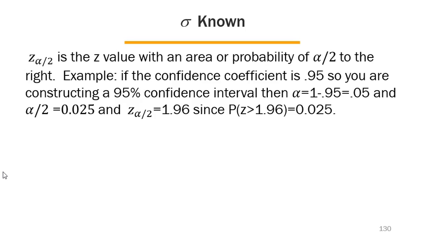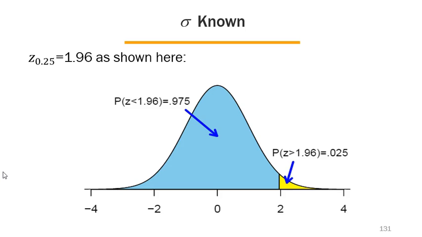So example, if the confidence coefficient is 0.95, so you're constructing a 95% confidence interval, then alpha, that significance level, is 1 minus 0.95 or 0.05, and alpha over 2 is 0.025. And so then the z-value for that is 1.96. And here's a graph illustrating that yellow shaded area to the right is an area of 0.025, and that begins at z of 1.96.